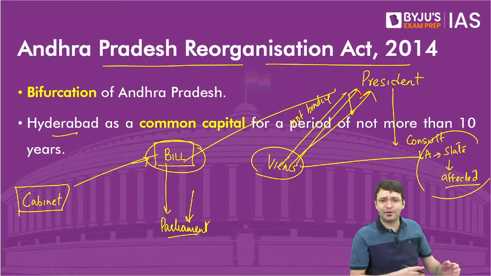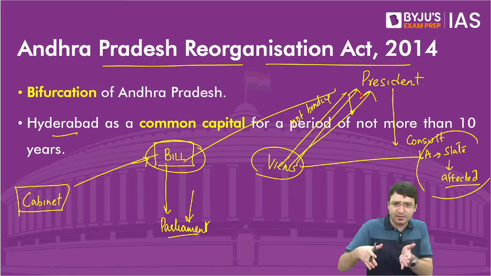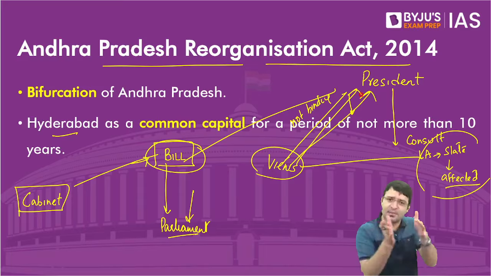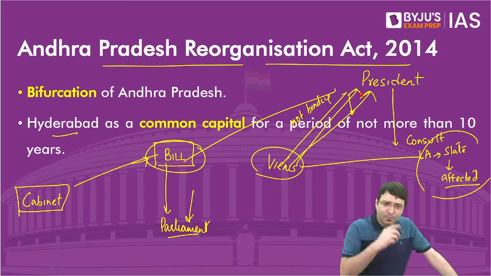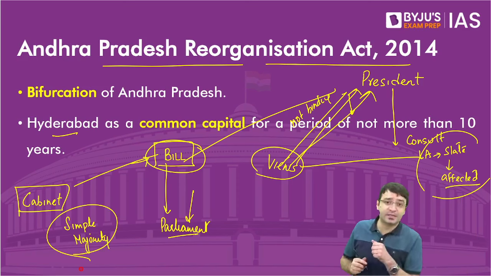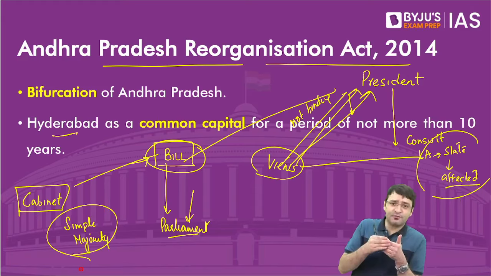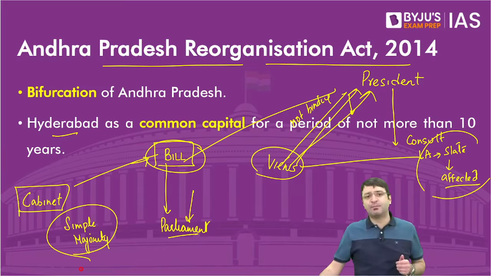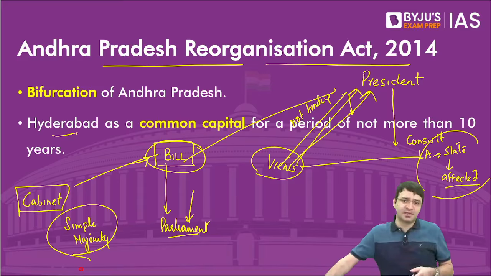This bill can be introduced in either Lok Sabha or Rajya Sabha. That means first in Lok Sabha, then in Rajya Sabha, or first in Rajya Sabha, then in Lok Sabha. And in both the houses, this bill requires simple majority. What is simple majority, which we discussed yesterday? Majority of members present and voting, which means more than half of the members present and voting. Lok Sabha passed this bill by simple majority. Rajya Sabha passed this bill by simple majority.